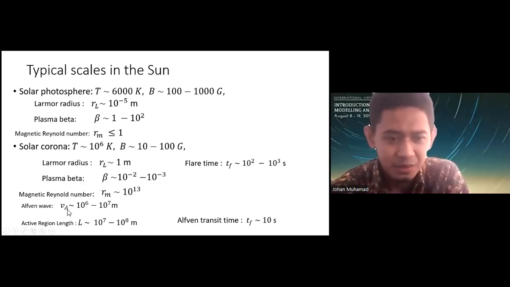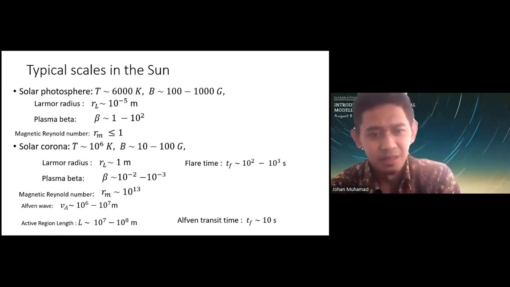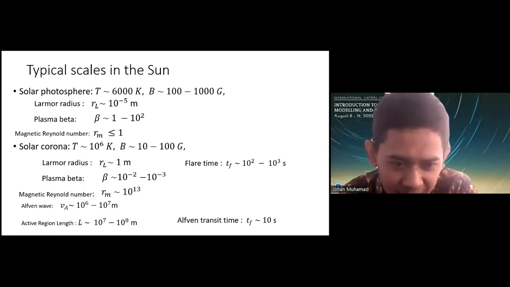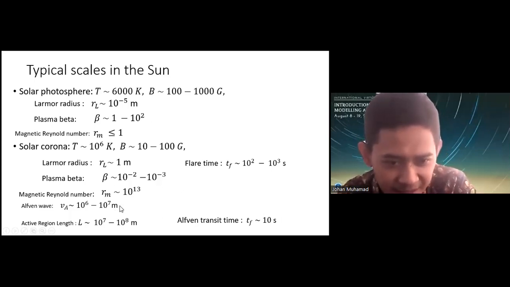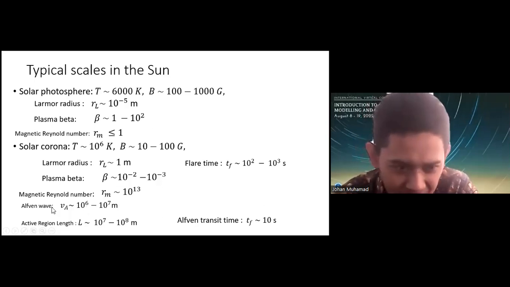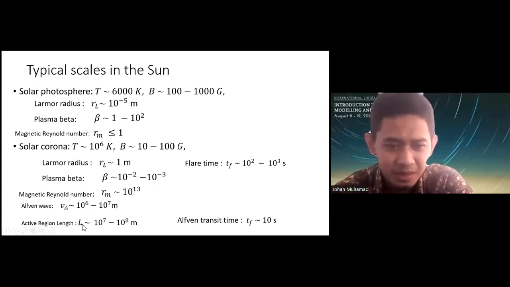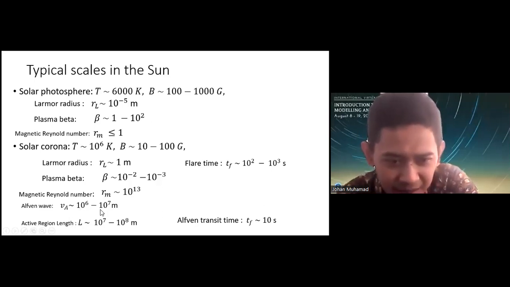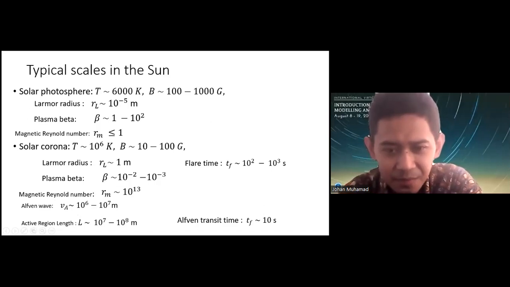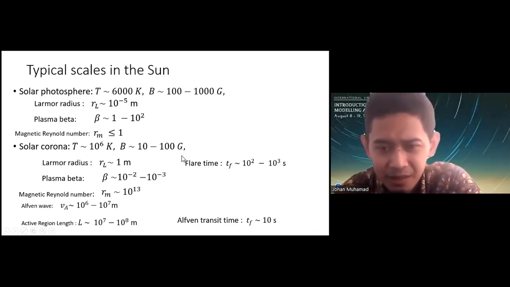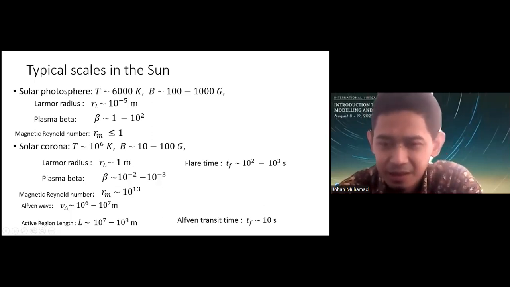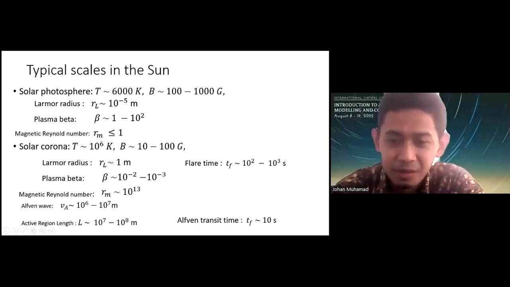And the Alfvén wave, I already mentioned the meaning of the Alfvén wave. Sorry, this is wrong. The unit is meter per second, of course. So please correct this to meter per second. This is the speed of an Alfvén wave, 10 to the 6 to 10 to the 7 meter per second. The active region length is about 10 to the 7 to 10 to the 8 meter. So the time for an Alfvén wave to cross one active region is just about 10 seconds. But the flare time, usually if there's a flare, is about 100 seconds to 1000 seconds, or about 10 minutes or so.